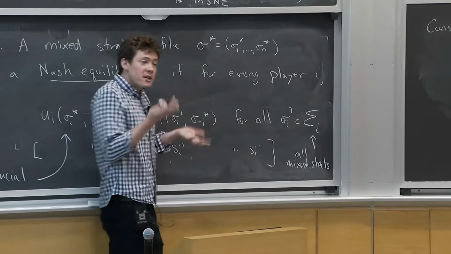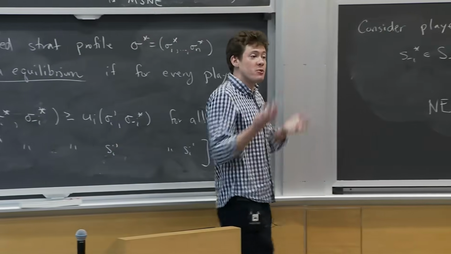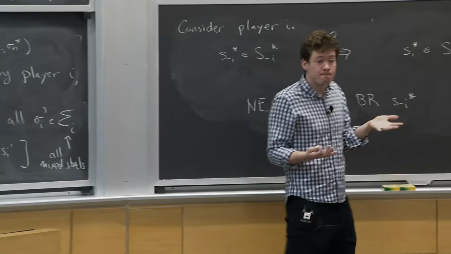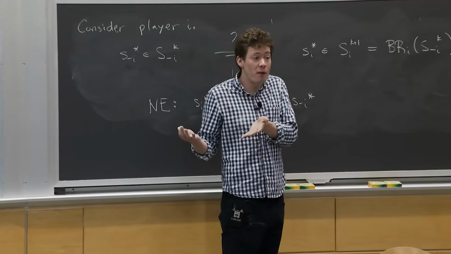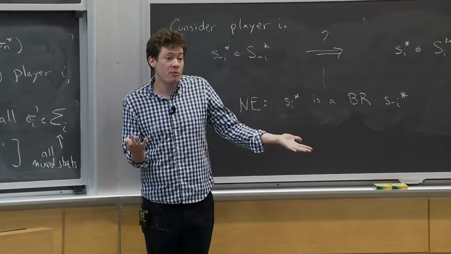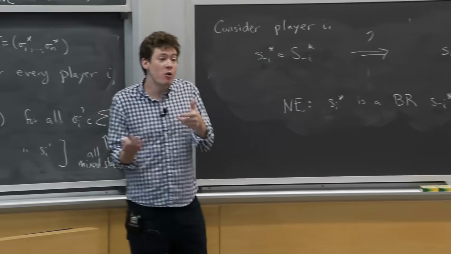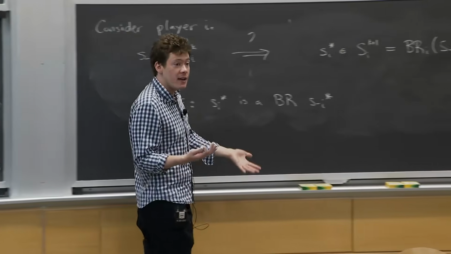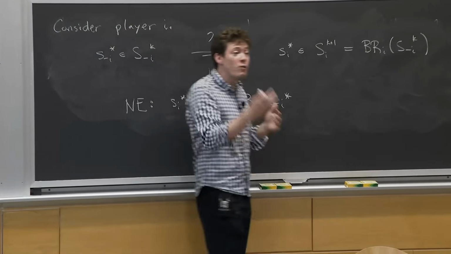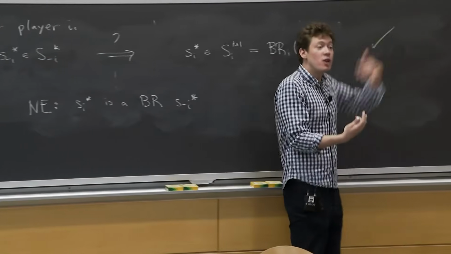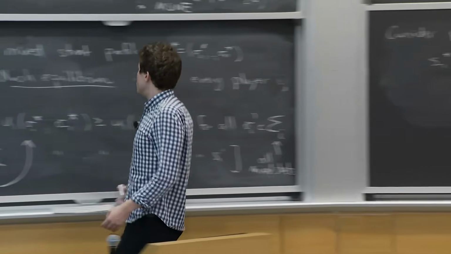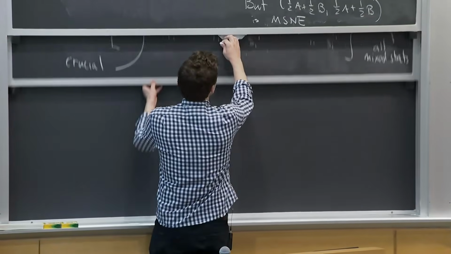So if I'm willing to mix between A and B, it must be that I'm indifferent between A and B. That's the key thing, right? If I strictly preferred A to B, I would never play B with positive probability at all. And if I strictly preferred B, I would never play A with positive probability. So I'm only willing to flip a coin and sometimes play A and sometimes play B if I'm exactly indifferent between A and B. Now this gets to your point, why will I be indifferent between A and B? It'll be precisely because my opponent is mixing, right? So this is a key observation.